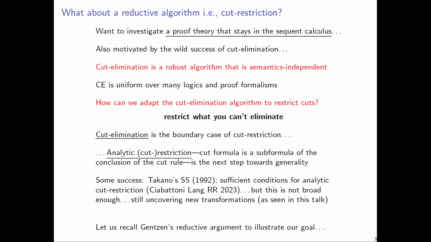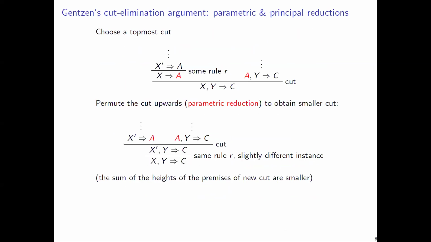So to give an idea of what such a general cut restriction argument might look like, let's go back again to Gentzen and let me do a retelling of what cut elimination is. If you have not seen cut elimination before, let me try and explain it at a high level. So we have a proof system. We have a rule like modus ponens, a generalization of modus ponens, right? It's emphasizing something like transitivity of reasoning. So you could read this as X implies A and A implies C. Well, then we can conclude that X and Y implies C. That's a cut.